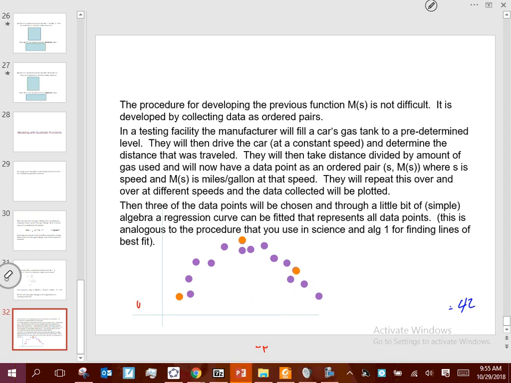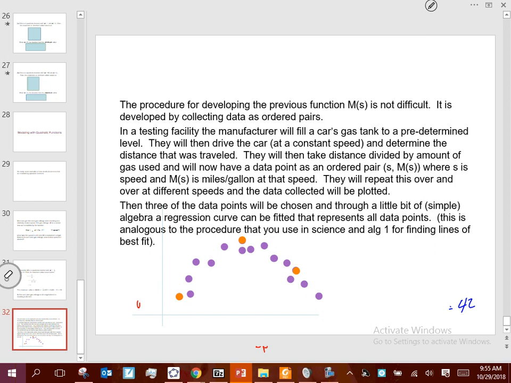We can model this by putting some gas in our gas tank. We want to make sure we know how much we're using because we're going to do this over and over again, so we want to make sure we're using 5 gallons every single time or 20 gallons every single time or whatever. And then we start traveling at a certain speed, and we see how far we get. We start collecting these data points. What do you notice about those? What kind of shape do they make? They're parabolic, right? So what we find is that we can make what's called a least squares regression.